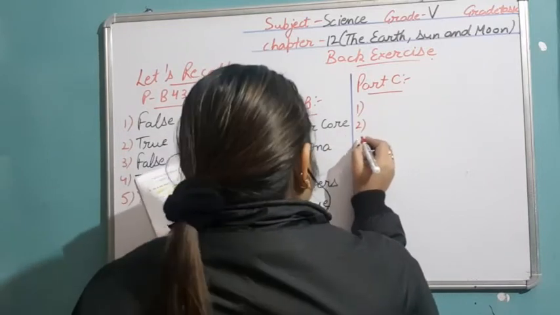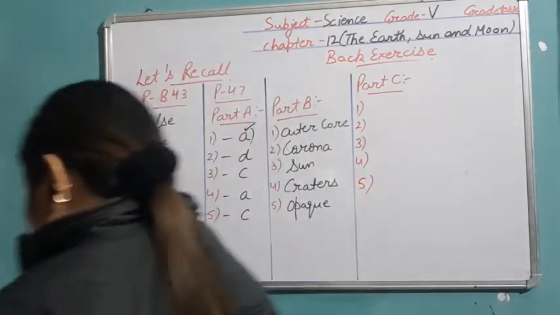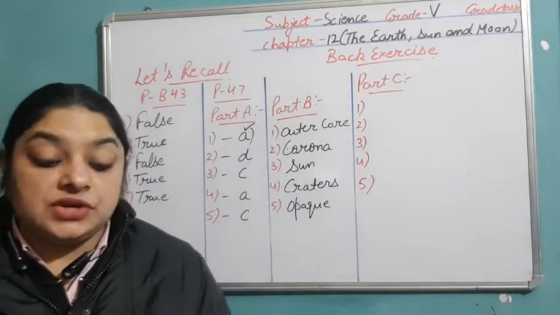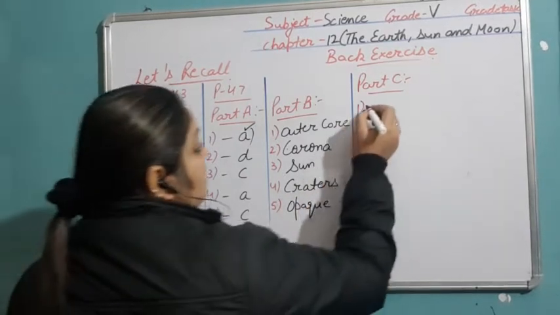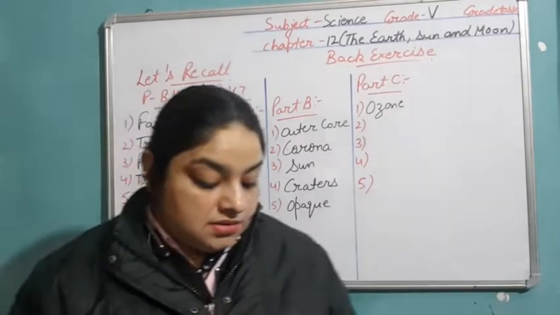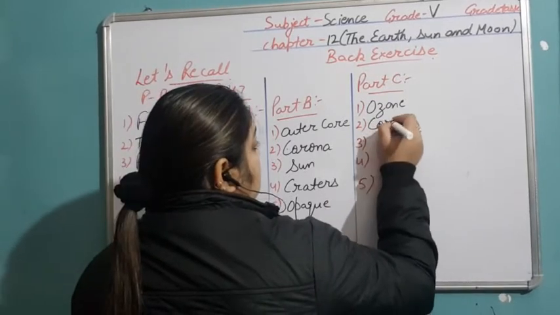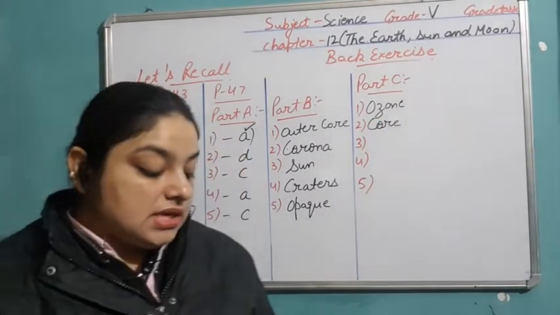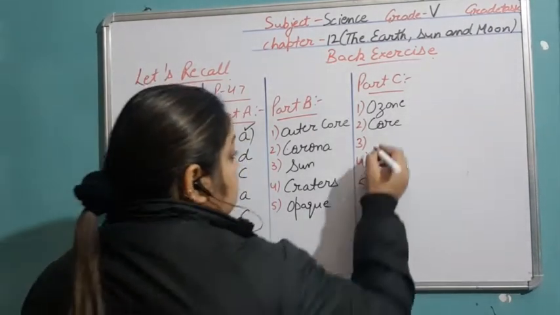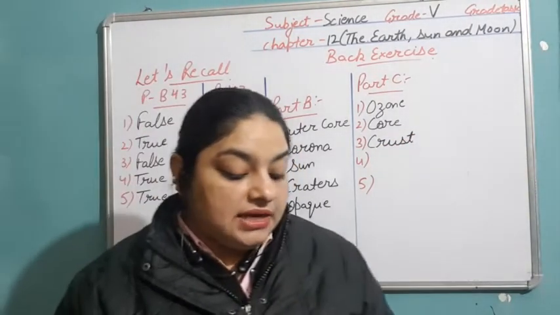Now C part, that is name the following. First is it protects us from harmful ultraviolet rays of the sun. Answer is ozone layer. It is present in the atmosphere. Second is the innermost layer of the earth. It is core. Third is the atmospheric layer on which continents and oceans lie. Answer is crust.